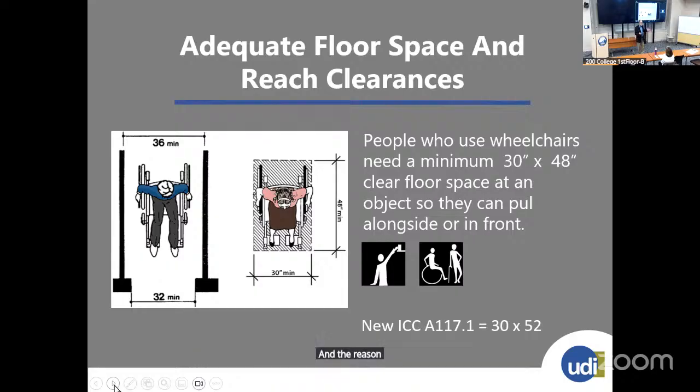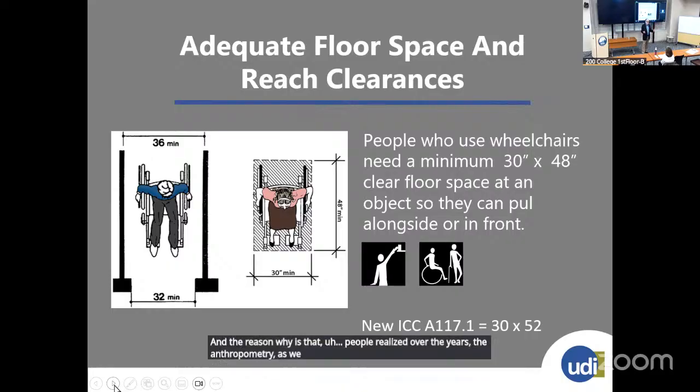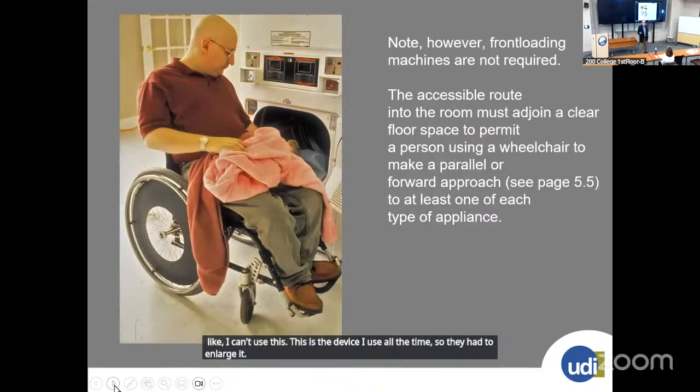And the reason why is that people realized over the years, the anthropometry, as we say, is that people are bigger, and there's a huge proliferation in the number and type of wheeled devices that people use. So they had to do something to accommodate that, because people were getting into spaces saying, I can't use this. This is the device I use all the time, so they had to enlarge it. Again, it applies in certain circumstances.